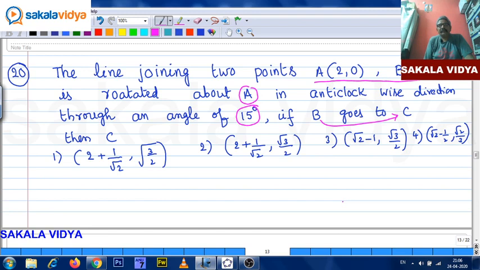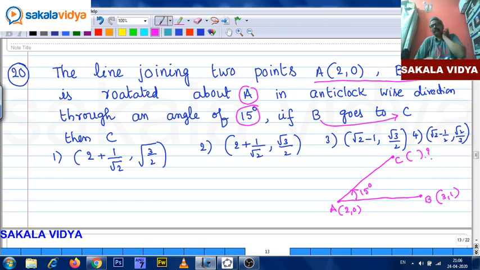See, this is, for example, say this is A, this is B. So, now this line segment is rotated with an angle of 15 degrees. So, now it moves to C, then C coordinates you need to find out. Here A is 2 comma 0 and B is 3 comma 1. So, what about C? This is the question mark. Okay. So, now this can be explained better with the help of this one.